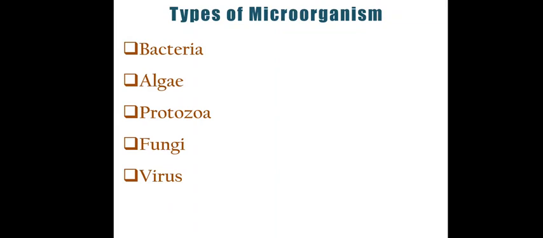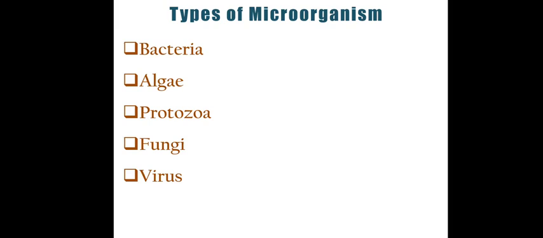Now moving ahead, what are the various types of microorganisms? Let me tell you, there are a total of 5 types of microorganisms. Microorganisms can be bacteria, algae, protozoans, fungi, and viruses. Normally bacteria, algae, protozoa, fungus and viruses are all collectively called microorganisms. We cannot see these organisms with our naked eye, but some are visible, no doubt.